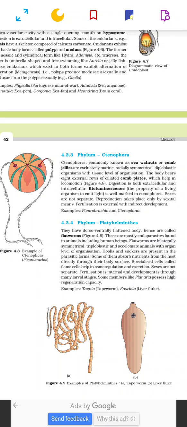Specialized cells called flame cells help in osmoregulation and excretion. Sexes are not separate, fertilization is internal, and development is through many larval stages. Some members, like Planaria, possess high regeneration capacity. For example, Taenia, tapeworm, Fasciola, liver fluke. Figure 4.9 represents examples of Platyhelminthes. Figure A represents tapeworm and figure B represents liver fluke, that is Fasciola hepatica.